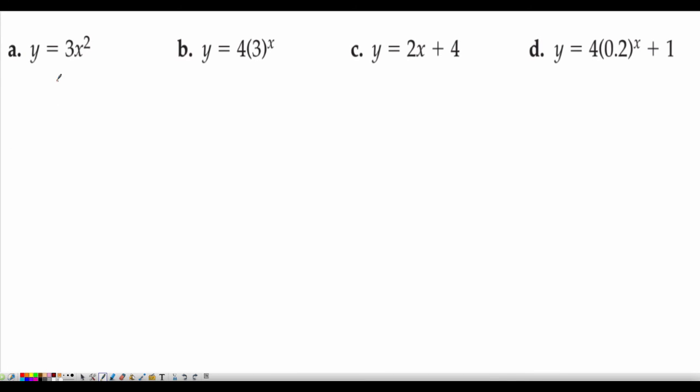Here we have x squared. This is going to be a quadratic. The next one, we got an exponential growth, because the b value in our equation is greater than 1. And this next one is y equals mx plus b. That's a line that's linear. And finally, we have the less than 1, between 0 and 1. So this would be exponential decay.